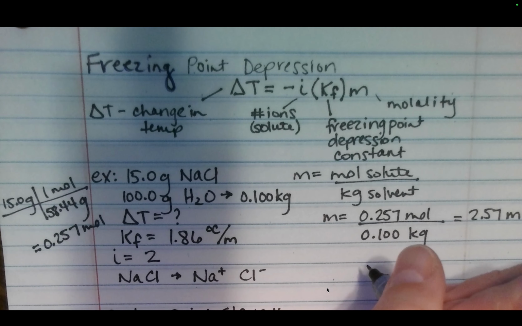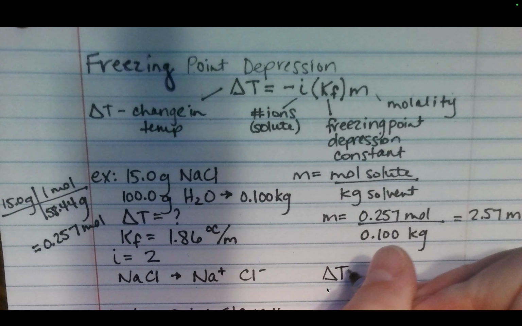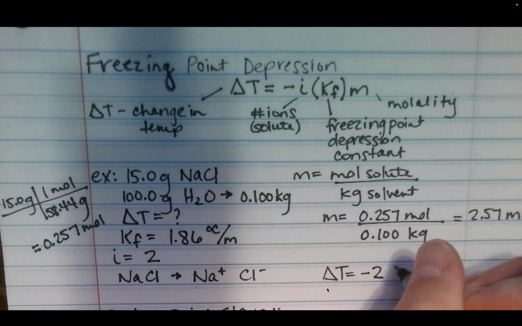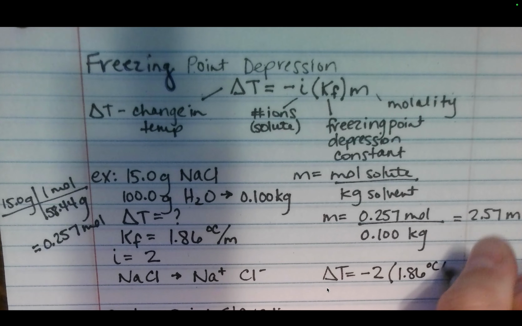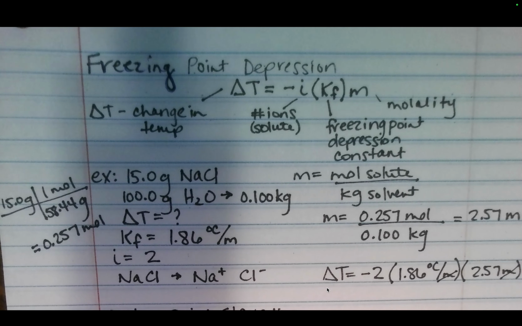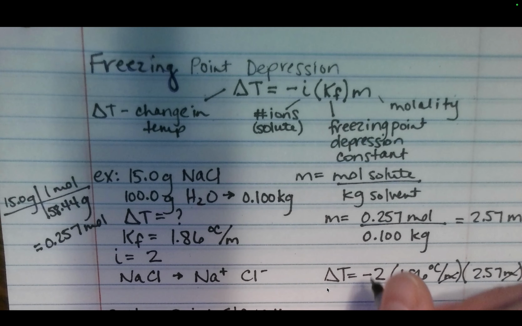So now I have everything to plug into my delta T equation. Delta T equals negative I, which is -2, times my Kf, 1.86 degrees Celsius per molal, and then times my molality, 2.57. Okay, those are going to cancel. I'm going to be left with degrees Celsius. That makes sense because I'm calculating a change in temperature.